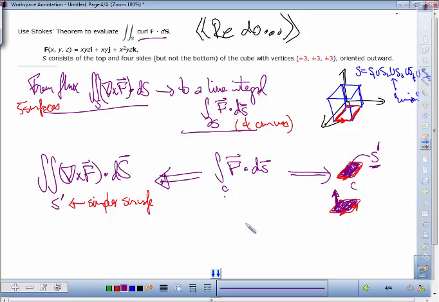All right, let's parameterize S prime. It looks like it's a simple graph parameterization, so let's just use x and y as our graph parameterization. And it looks like x is going to be x, y is going to be y. What's z equal to?